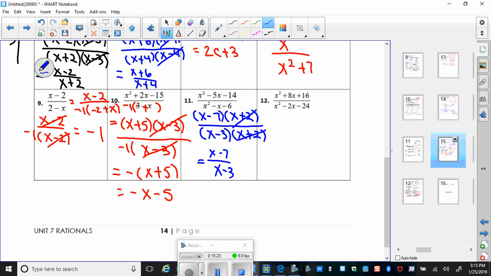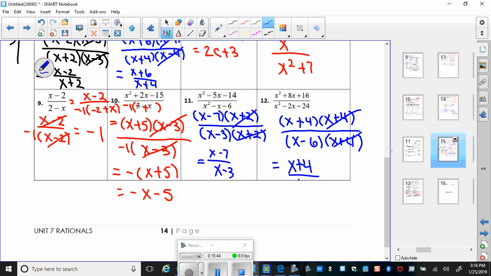Next, number 12. I have up top, when you factor that out, x plus 4 times x plus 4. On the bottom, I have the quantity of x minus 6 times x plus 4. One of these expressions cancel out on the top and bottom, and I'm left with x plus 4 divided by x minus 6. If you're still struggling with factoring, please go back and look at the factoring video.